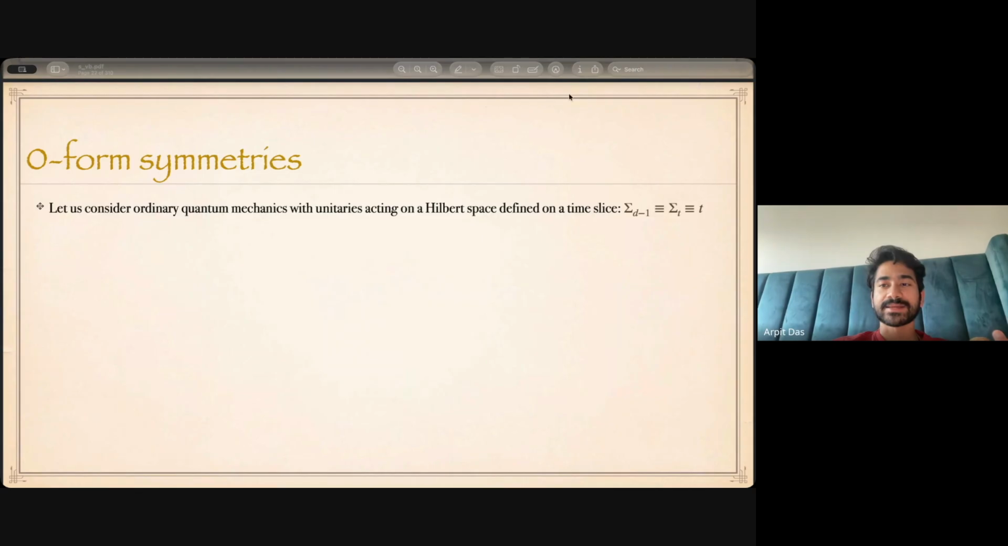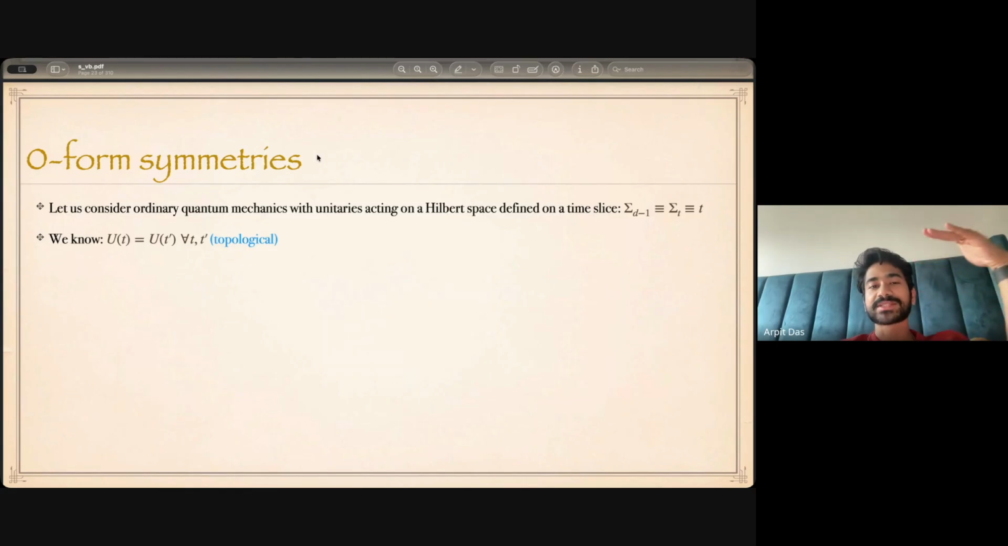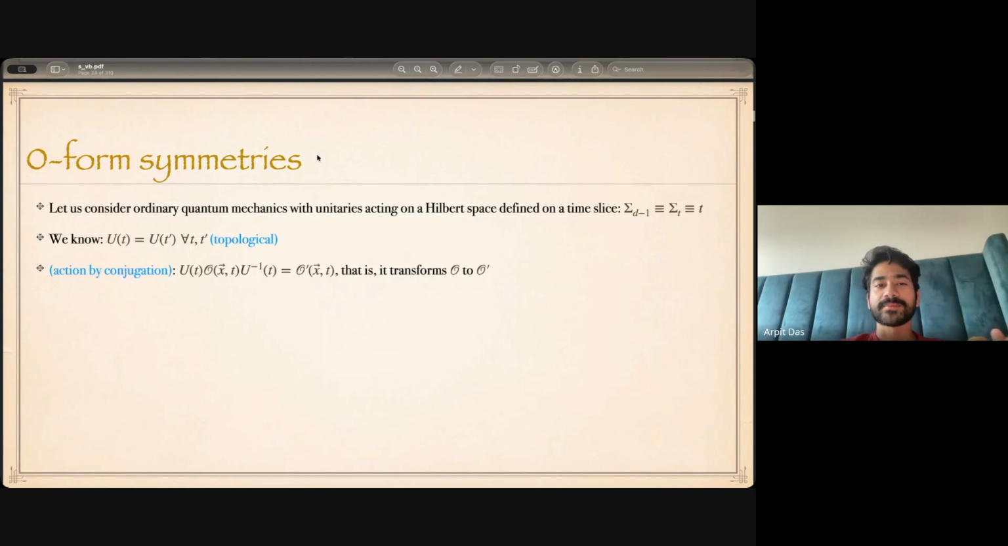So let's look at another example actually. Let's look at ordinary quantum mechanics, where you know that the unitaries are something that act on a Hilbert space. And let's take this Hilbert space to be defined on a time slice, just T. Okay. Now we know that these unitaries remain invariant of time. So U_t is U_t prime. In this sense, we will call these unitaries topological. Okay. So irrespective of whatever time slice you choose, they remain the same. We will say more about it later.